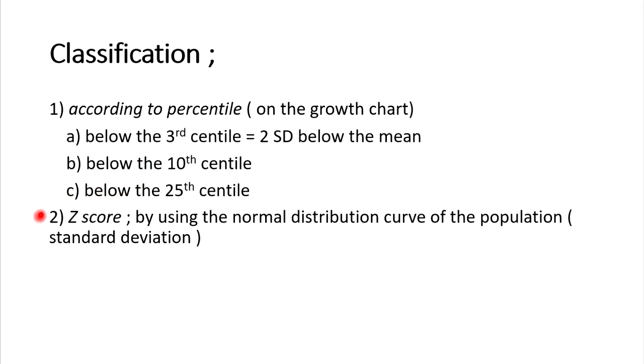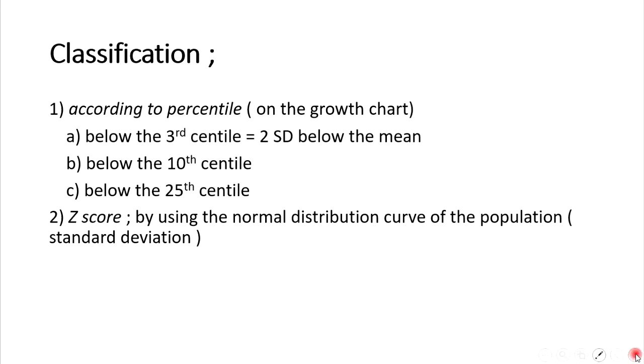The other type of classification is according to Z score. This is by using the normal distribution curve of the population. هذا نسميه ستاندرد ديفيشن. هذا الكيرف يسموه بيل شيب كيرف. هذا الشكل المقوس، الميديان يصير بالنص. طبعا below اللي هو minus 1 standard deviation و minus 2 و minus 3 standard deviation. As we mentioned above, minus 2 standard deviation equals the 3rd centile in the growth chart.